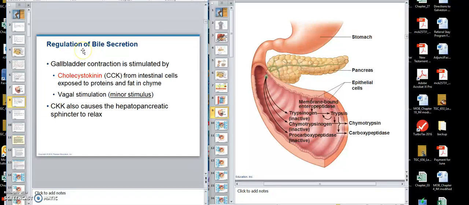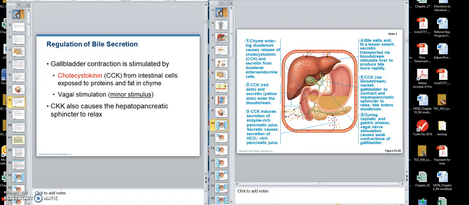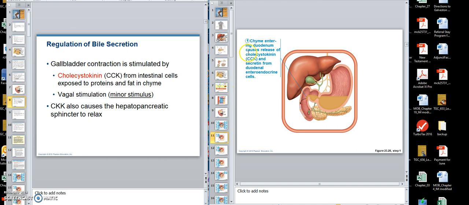Now we're talking about the gallbladder, regulation of secretion. The gallbladder contracts, and I brought this up due to something called cholecystokinin. Okay, let's do it step by step. Chyme entering the duodenum causes release of CCK and secretin from the duodenal mucosa.